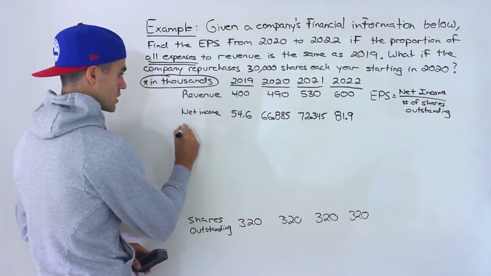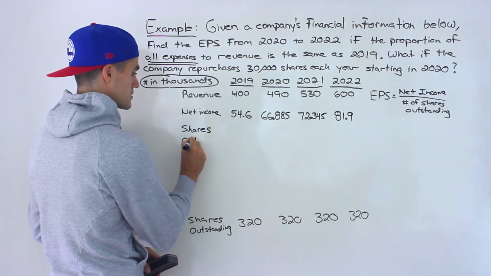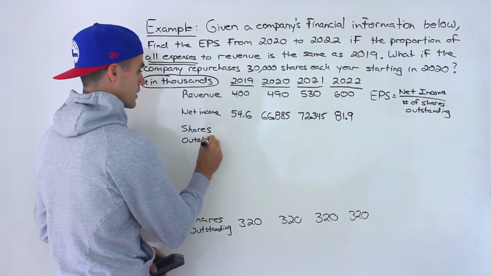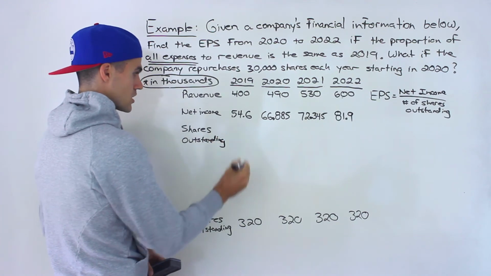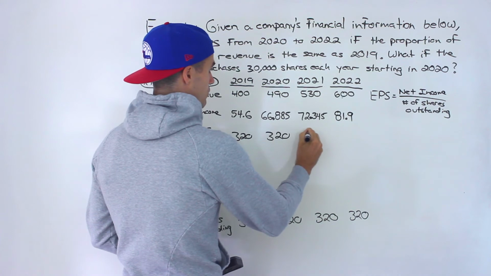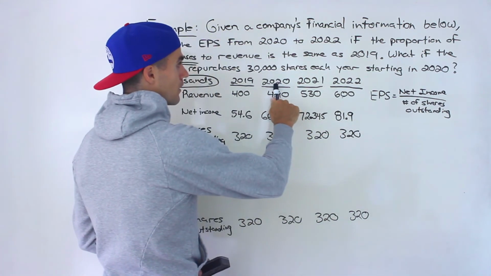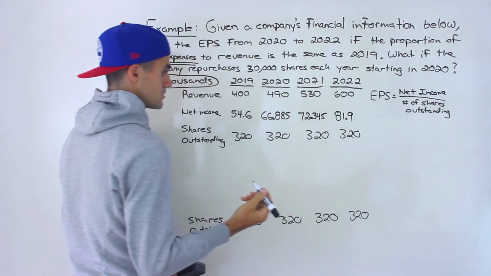And then we have these shares outstanding. Let me rewrite those over here. So we kind of go in order, make it organized. So we have the shares outstanding, and each year they are 320. Now we're only finding the EPS for 2020 to 2022.